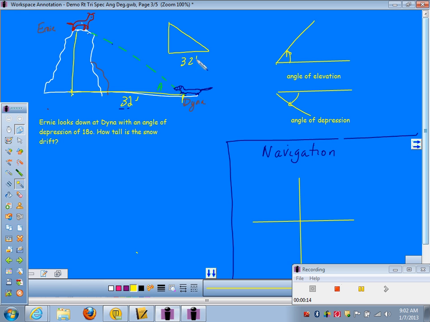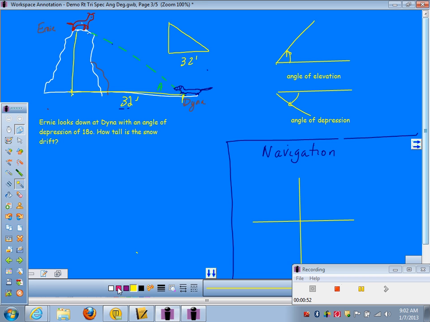Ernie's looking down at Dinah. Yeah. So is it this angle right here? Is that 18? This one right here. Is that from the horizontal line downward? Everybody wants to put the angle of depression there. Never there. Never. That's the wrong spot.